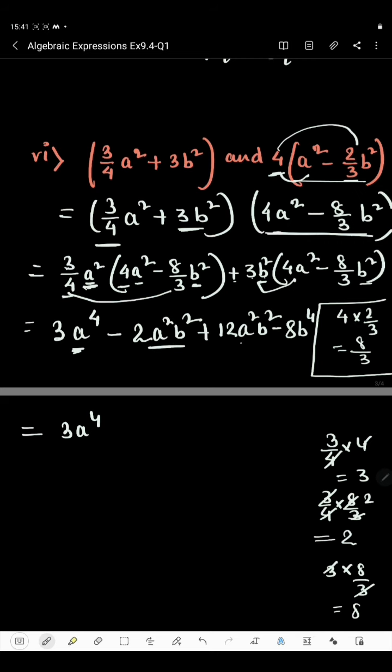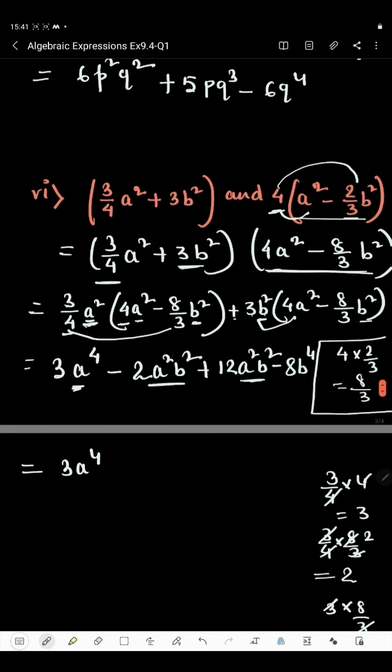Now here is a square and here is also a square, so it's a like term, so we'll calculate this too. So plus minus minus, so 12 minus 2 is 10, and since 12 is greater than 2 and the sign of 12 is positive, so it will be plus 10. Now the variable part will remain same, which is a square b square, and then we have b to the power 4, which is not present here, so it will remain same. So it's minus 8b to the power 4. So the answer of the last part will be 3a to the power 4 plus 10a square b square minus 8b to the power 4. Okay.